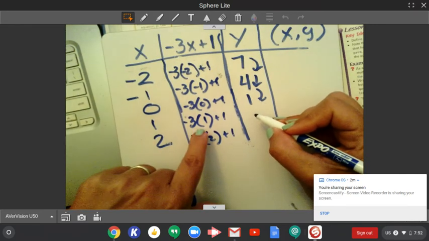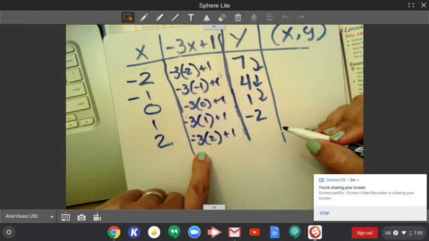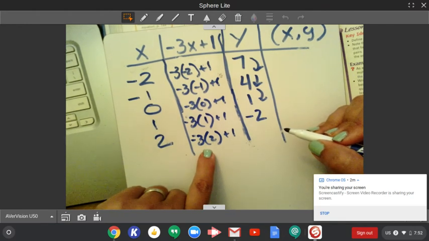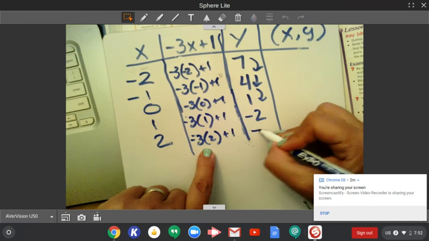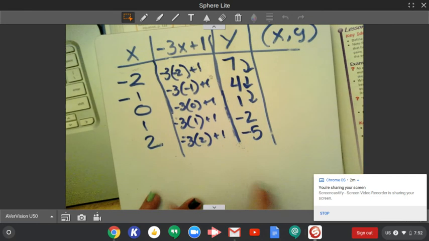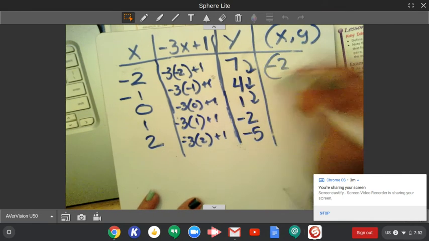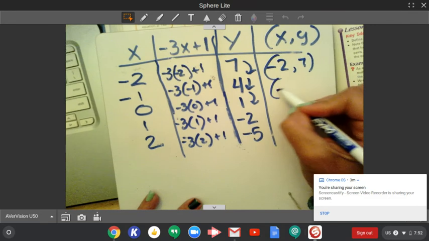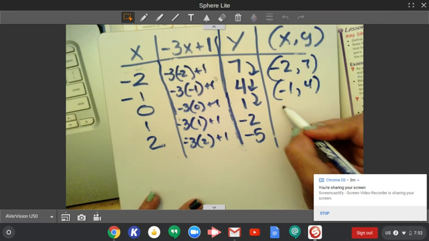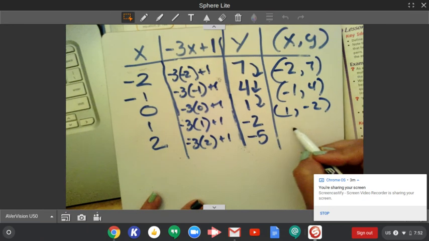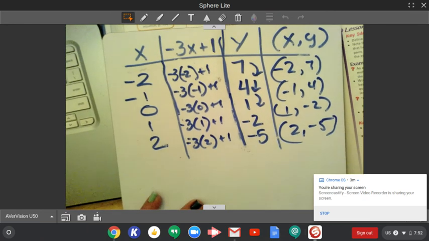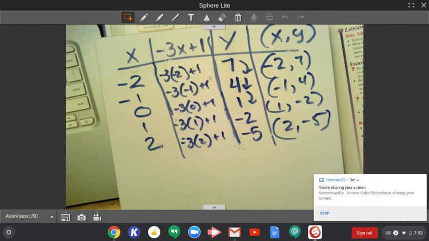Okay, so we got -3 plus 1 is -2, and then we have -6 plus 1 is -5. Okay, so we created our set of ordered pairs, and we're just going to write them here. Our next step would be to graph the ordered pairs, but we're going to save that for our next lesson. And that's it. Okay, so you're going to follow these directions today to complete your assignment.